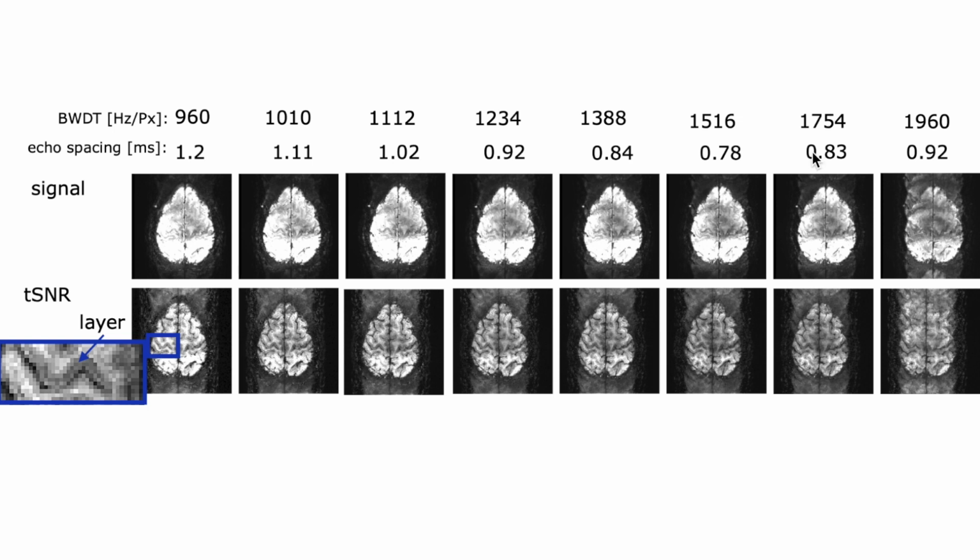So the take-home message here is that for any protocol that you set up, there's always a sweet spot in your bandwidth, and it's really worth it to try a few bandwidths and see which gives you the best SNR while still keeping the ghosting at a minimum level.